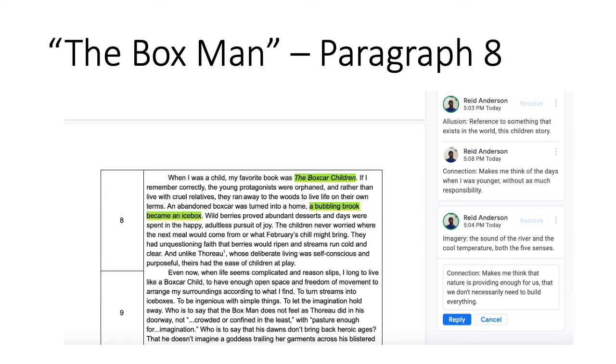So for the rest of the paragraph, make sure that you continue to look for at least 2 more instances of imagery and at least 1 more of an illusion. Make sure you're able to highlight those and annotate, and then continue on into paragraph 9 and finish with paragraph 10.